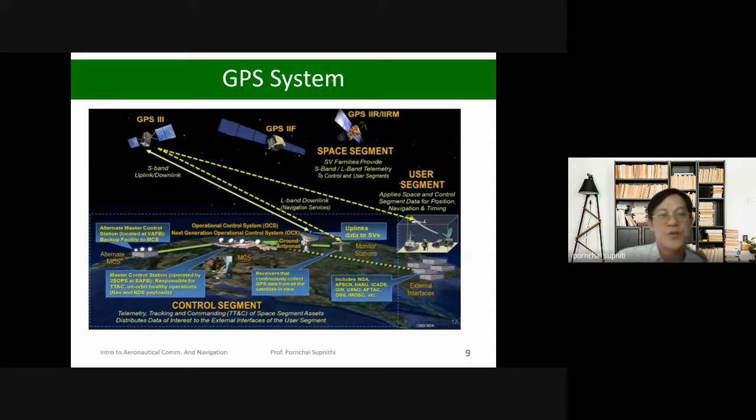When you read the documents that I shared with you earlier, you'll read about the Galileo system, for example. But in general, all systems are quite similar in that, for the GPS system, it consists of three parts. One is the space segment. These are the satellites in space, or what they call space vehicles, in S band and L band, consisting of generation 2, 2R, 2F, and also generation 3.